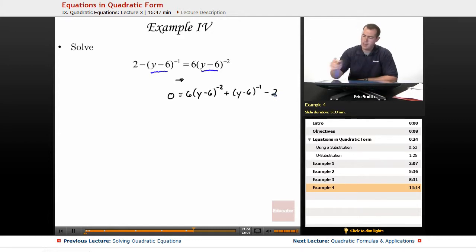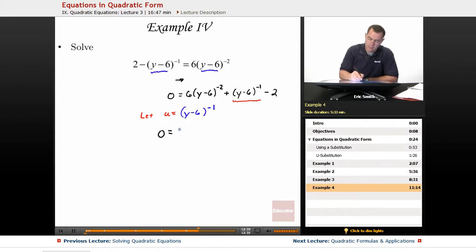Okay. Now, what I'm really recognizing here is that this negative 2 is exactly twice as large as the negative 1. So that's a pretty good indication that I will end up swapping out my u for this piece right here. So let u equal, let's call this, y minus 6 to the negative 1. Okay, not bad. All right, now let's go ahead and rewrite our equation using this.